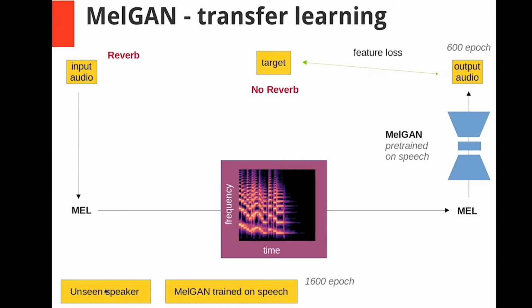So first, we tried this Melgan architecture that is actually very good in translating the mel spectrograms into audio. Let's see some example of a trained Melgan. So this would be a speaker that the network has never, ever seen.